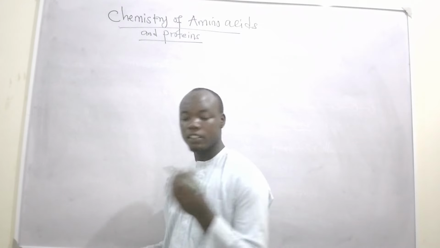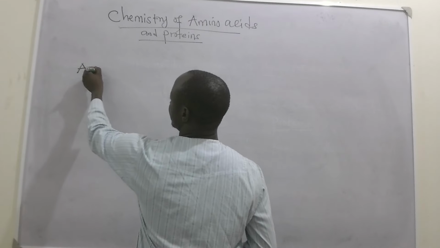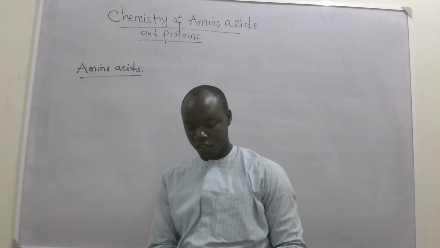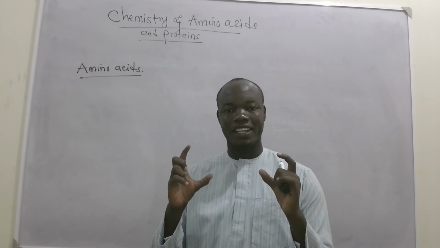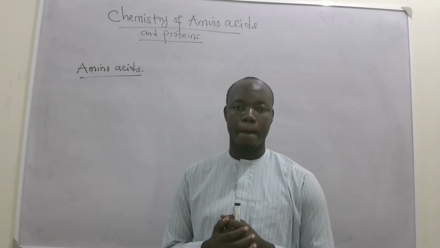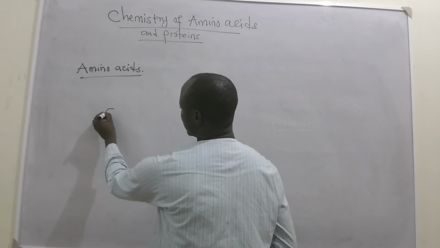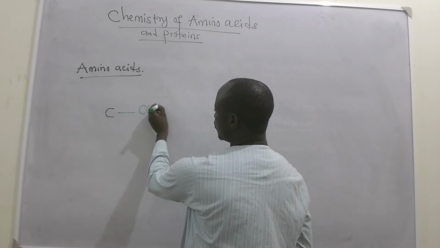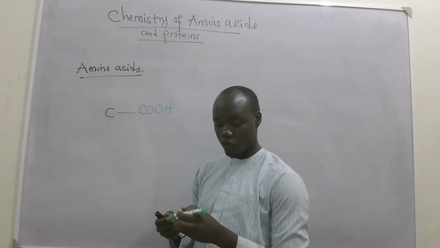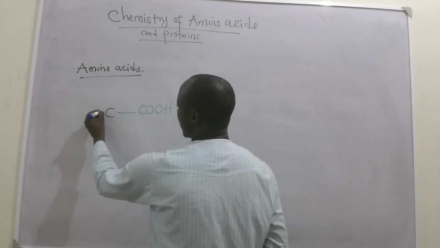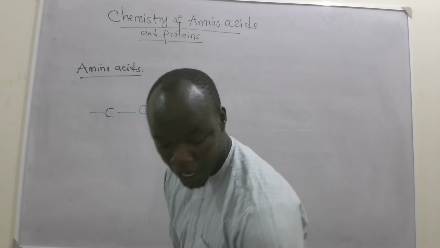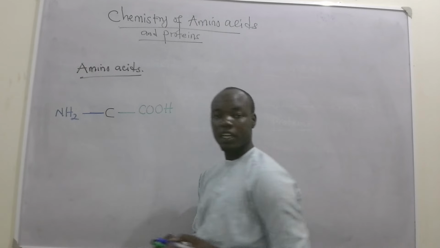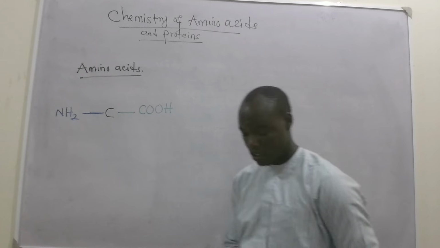So the most important thing that we should understand about amino acids is their structure and nature. Generally, an amino acid is like this. It has a central carbon. The central carbon is attached to COOH, that is, the carboxylic group. It is also attached to an amino group, and it also has a free hydrogen.